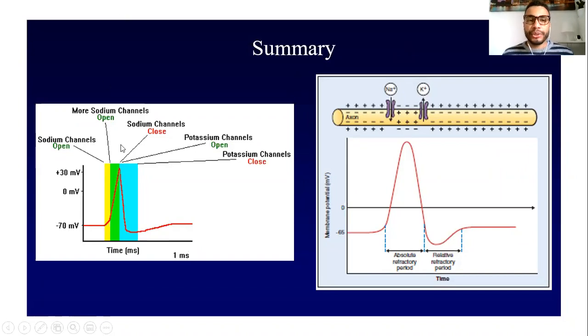And what happens during all the phases of the action potential? The action potential starts here in yellow. In this yellow part, sodium channels open. In this picture, which represents the same curve, we have an example of the sodium channel opening. The positive electrical charges, which are dominant outside the cell, enter the cell, and this makes the internal environment more positive, as you see here. In the green area, more sodium channels open and more positive electrical charges enter the cell.